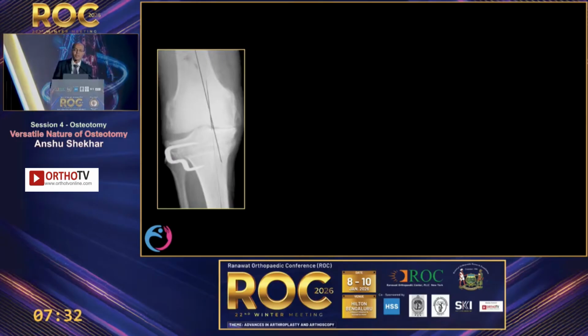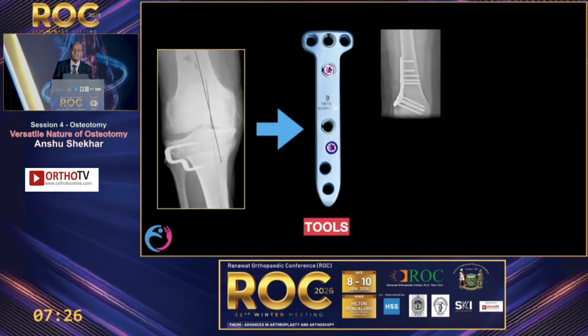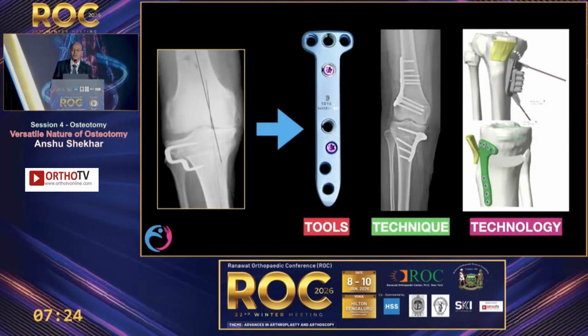So we have moved away from the classical Coventry staple and the lateral closed wedge osteotomy, which was classically done for medial-sided arthritis. This has been possible because of the enormous development of the tools, the technique, and the technology over the last 2 decades or so. We now have access to locking plates, which can be variable angle, low profile, and allow us to do good, stable corrections so that the patient is mobilized fast. There is no cast immobilization now.